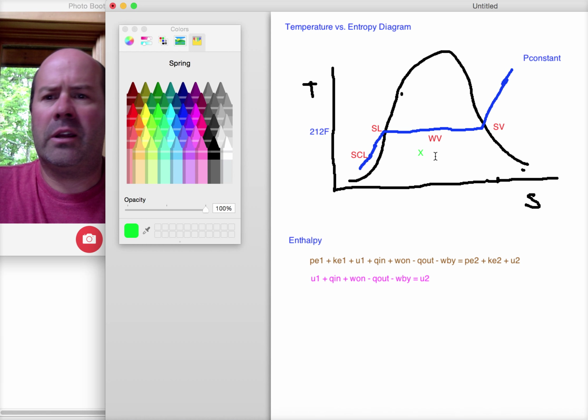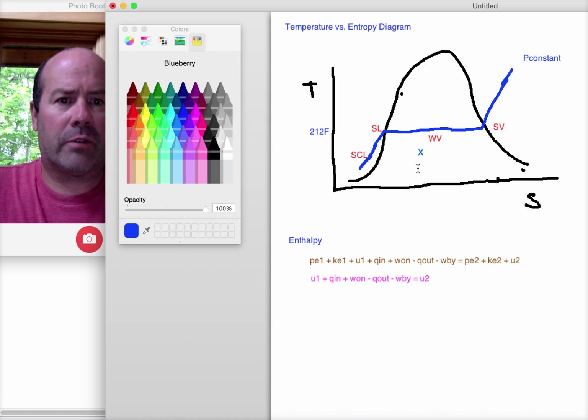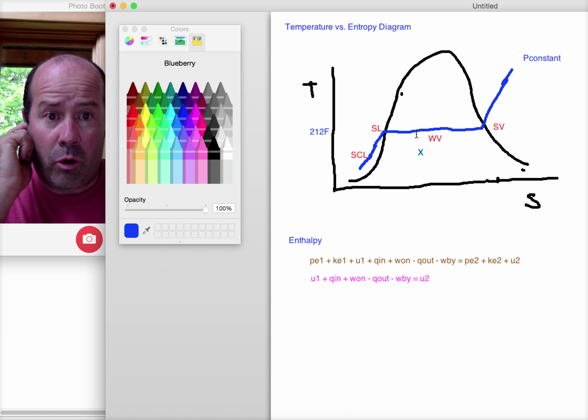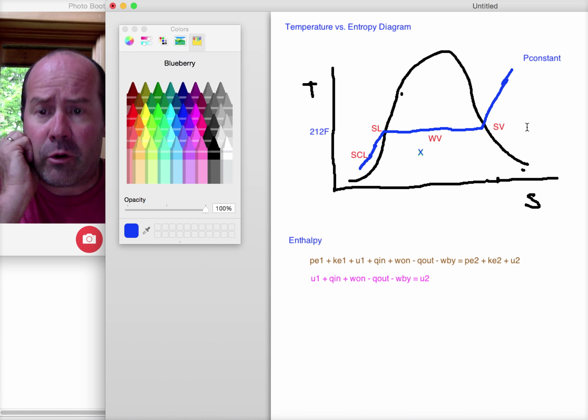And the quality goes from 0% steam quality to 100% steam quality. We'll just set it right on there. All right, quality. There's one more phase, and we call that a superheated vapor.